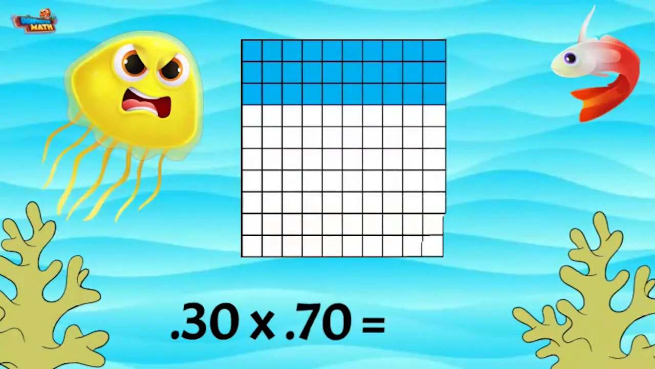Notice how Blaze represented the 30 hundredths in rows. Now use yellow to represent 70 hundredths. This time I will represent the 70 hundredths with columns.